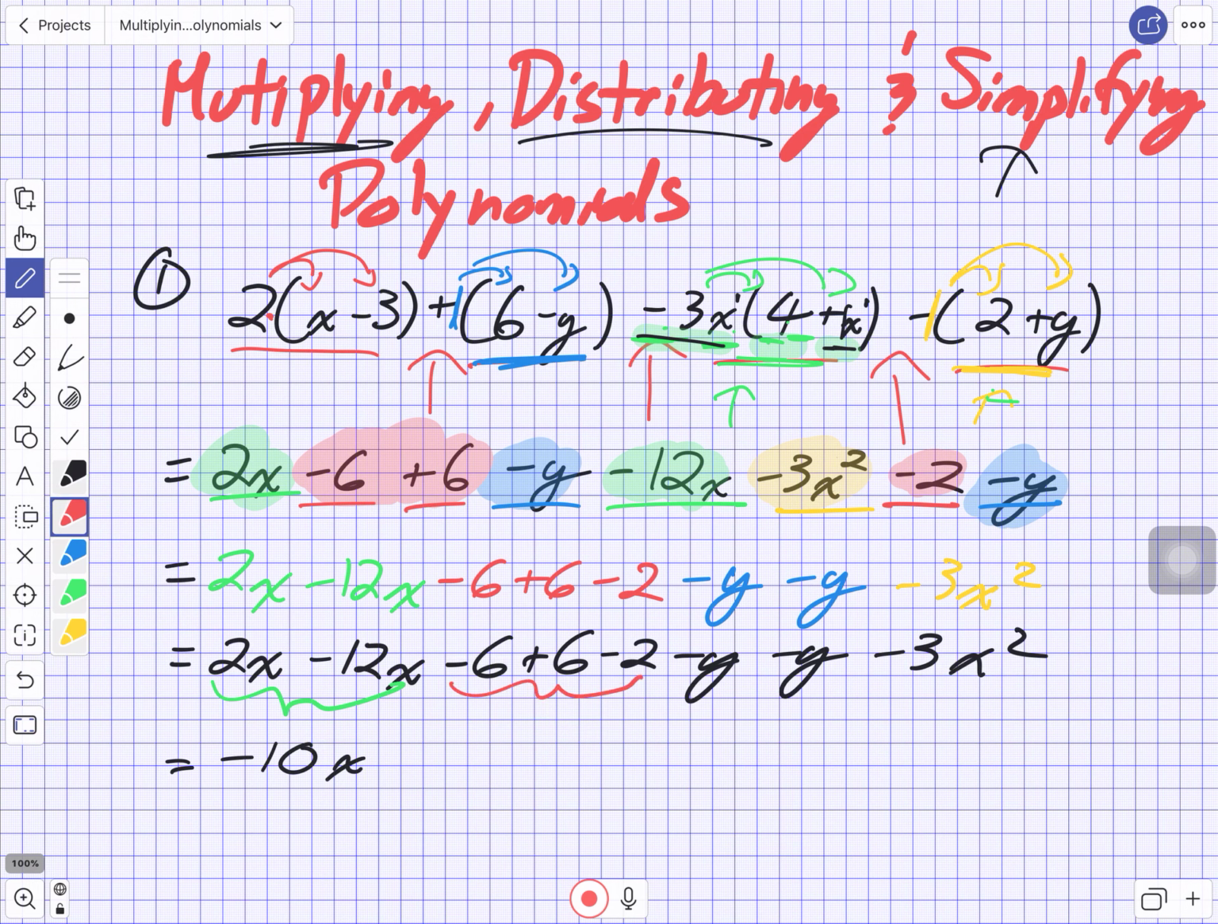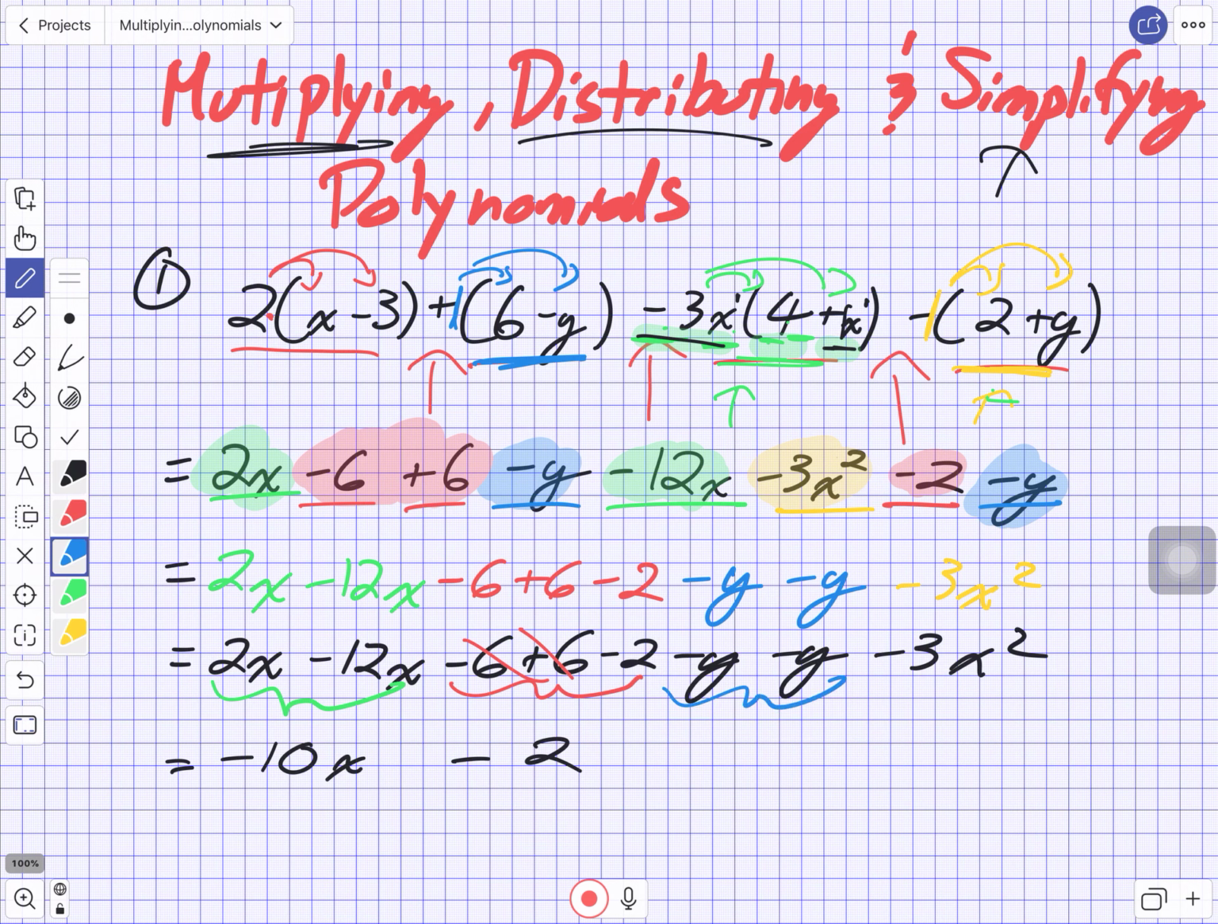I have 3 terms here. What's really neat about them is that negative 6 and positive 6, they cancel each other out. So we're just left with negative 2. So think of that as subtract 2 or negative 2.